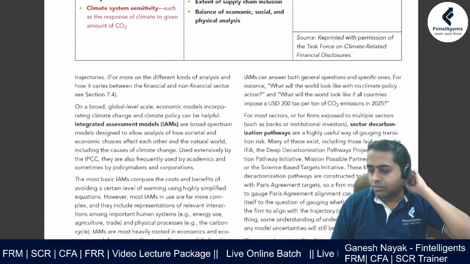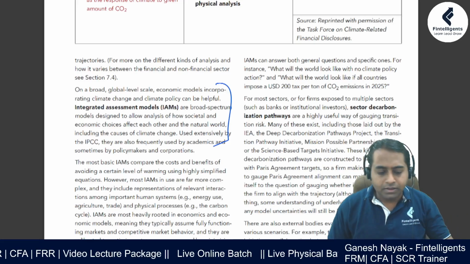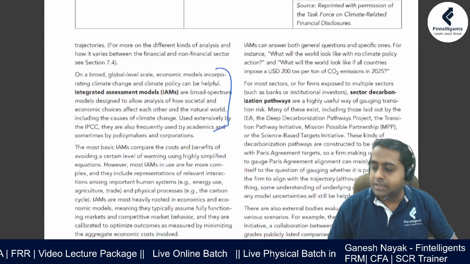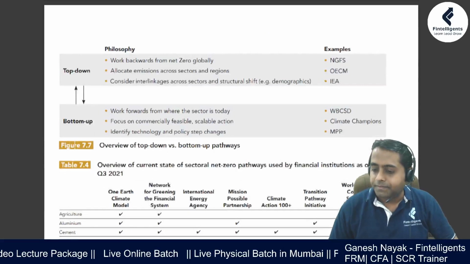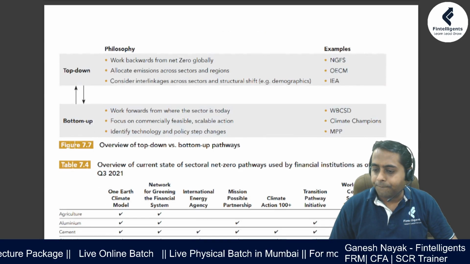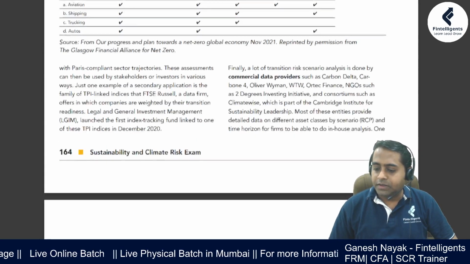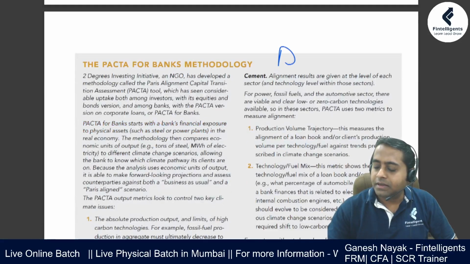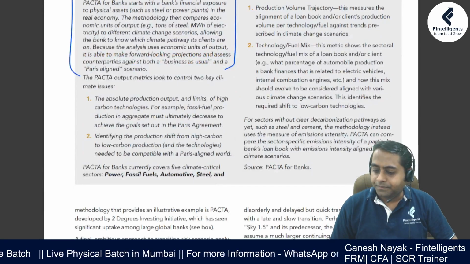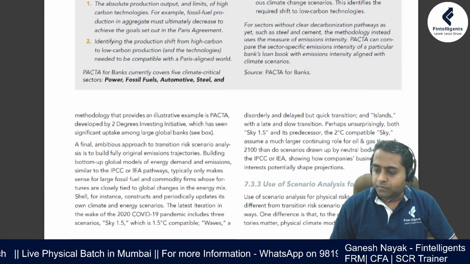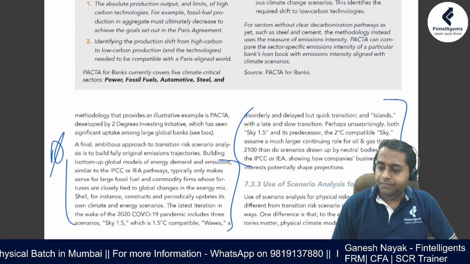Rest is okay. Model. You can read this part and what exactly is the sector decarbonization pathway. Basic stuff over here. Commercial data provider is okay. PACTA for banks, important. Especially the first two paragraphs. You can read this also. Mark this as star.